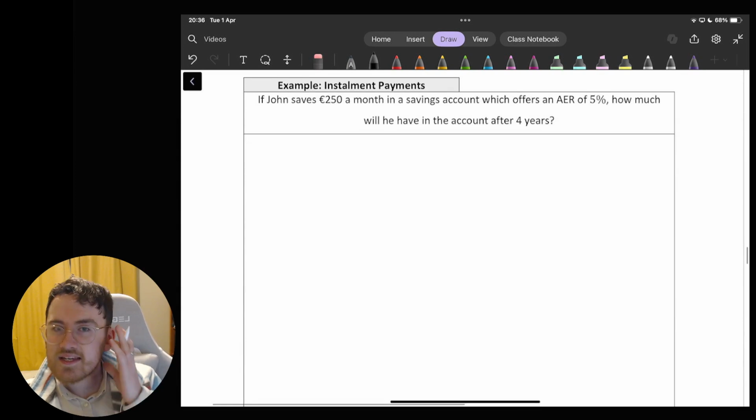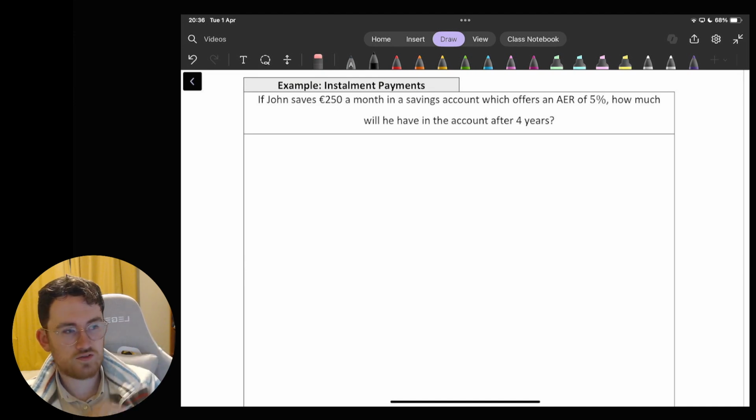So we'll get into the examples here. I'm going to primarily focus on this installment one, and then I might do a separate one for the pensions and how that's all related here. So we're going to focus primarily here on these future values and setting up the sequence or the series with those. So if John saves €250 a month in a savings account which offers an annual equivalent rate of 5%, how much will he have in the account after 4 years?